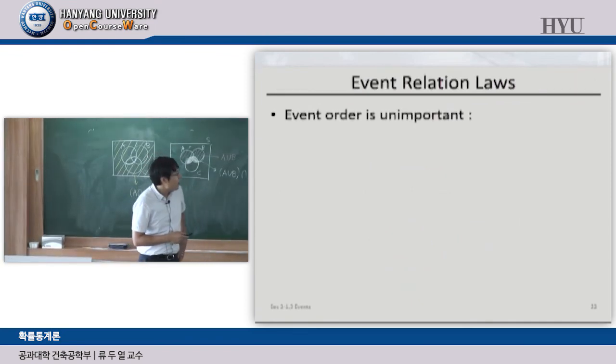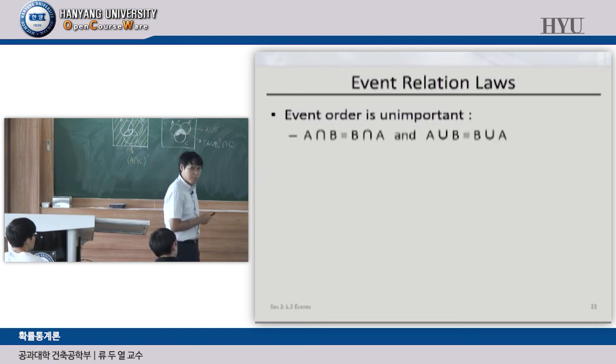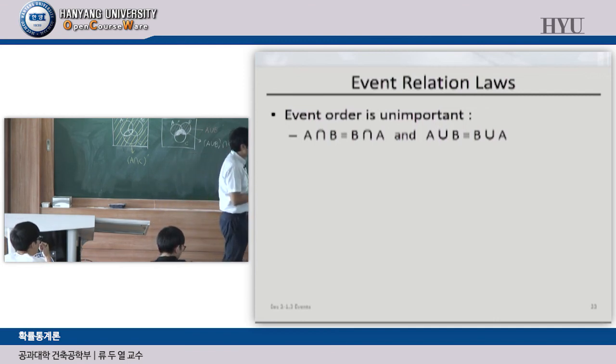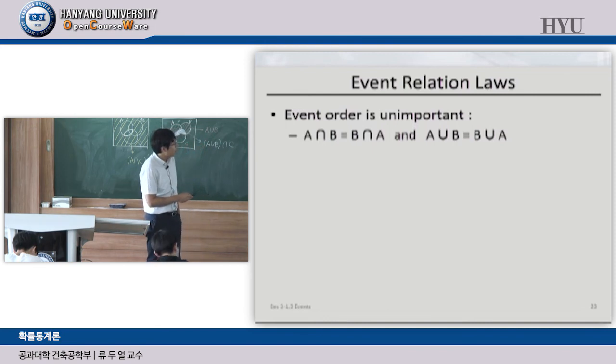And now we are going to discuss the event relation laws. Firstly, the event order is unimportant. And this is the typical example. As you can see, the intersection of event A and event B equals the intersection of event B and event A. And also, the union of event A and event B equals the union of event B and event A. So based on this relationship, we can simply think that the event order is unimportant.